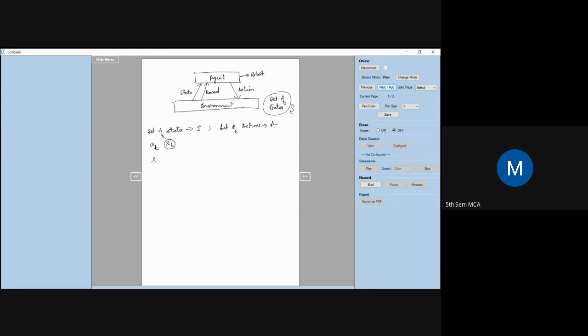Let me write it here. When it is in S0, S0 is the state in which it is in. It moves to the state S1. But how does it move? It does the action A0 in order to move from S0 to S1.